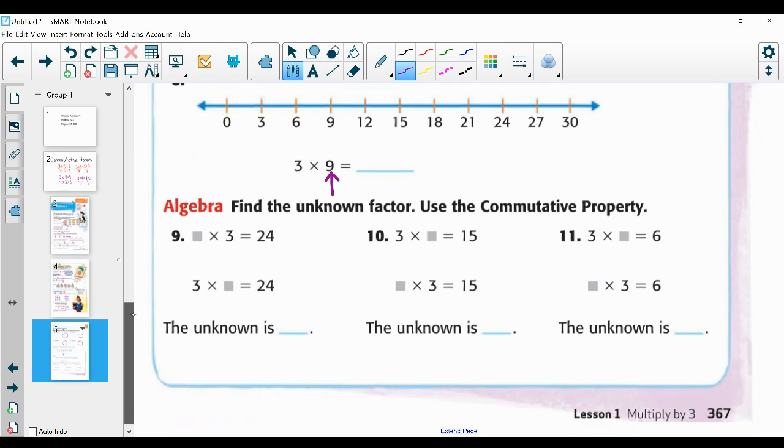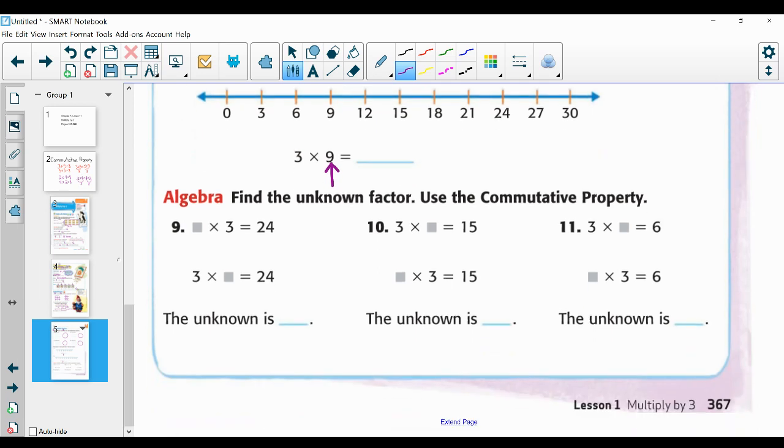Okay, you're going to find the unknown factor, use the commutative property. So you're going to put the unknown factor on each gray box and then write what the unknown is. And that's what you do for independent practice. That is multiplying by 3.